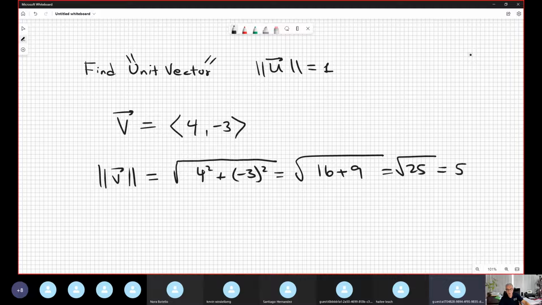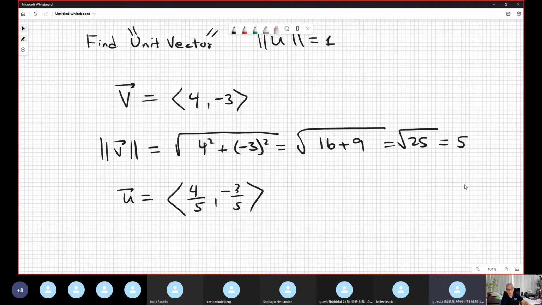Okay, no problem. And you divide each component by 5 to get the unit vector. So the unit vector is 4/5, -3/5. Done! And this is the unit vector. It represents the same direction.